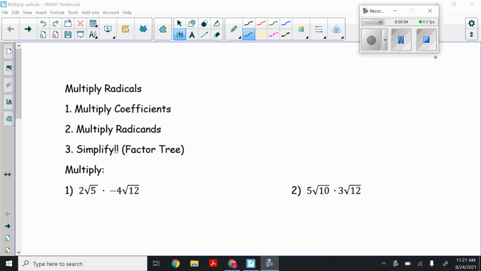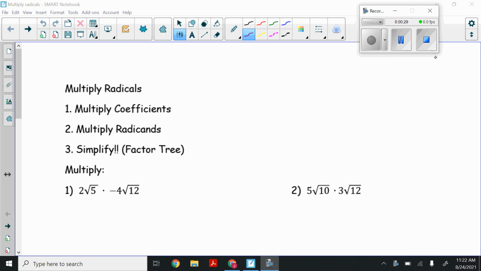All right, so today we're going to focus on multiplying radicals. In order to multiply radicals, first we will multiply coefficients. And remember, a coefficient is just the number that's out in front of the radical. Then we will multiply radicands. Remember, a radicand is the numbers underneath the radical. And then we will simplify, which is our factor tree method that we looked at yesterday.